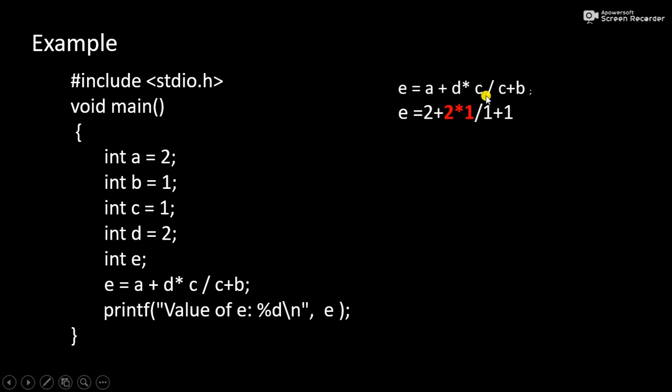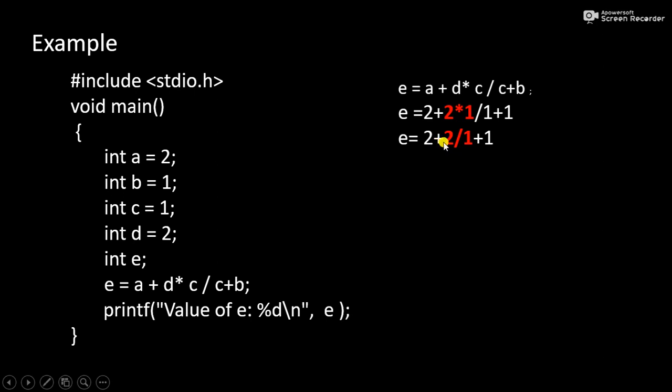But this multiplication and division are at the same level, which means they have the same precedence. So if two or more operators have the same precedence, then we need to check the associativity rule. Multiplication and division are left to right associative, which means the operators on the left-hand side need to be evaluated first. On the left-hand side we have this multiplication only, then we have this division. So first we evaluate this multiplication: 2 into 1, so our answer became 2.